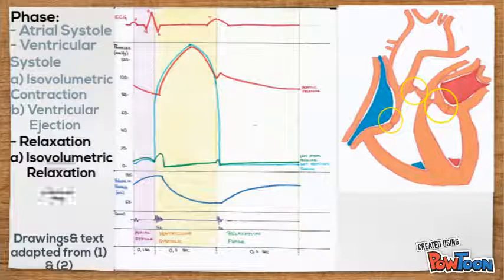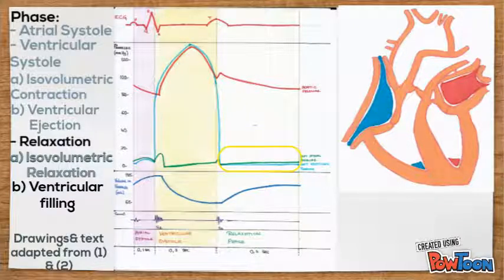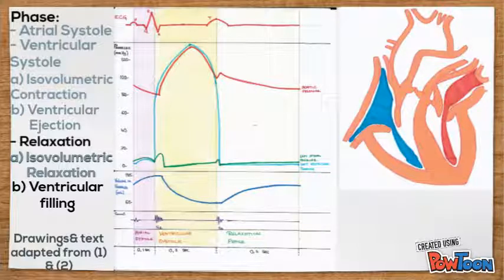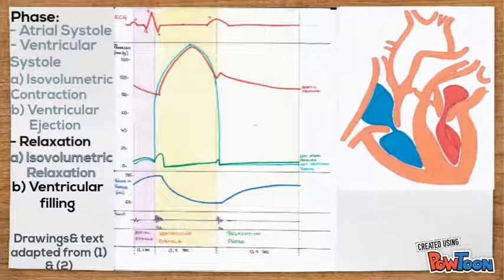Then we have ventricular filling, where the ventricular pressure is inferior to the atrial pressure, causing the AV valves to open and allowing blood gathered in the atria during ventricular systole to naturally flow back into the ventricles, and thus we have a new cardiac cycle that starts.